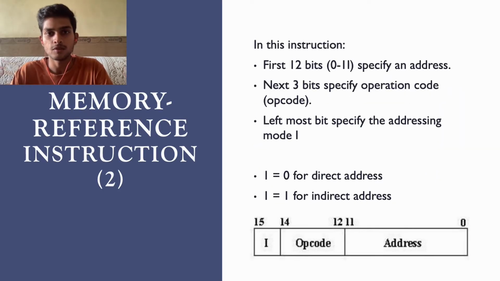Now let us look into the format. In the 16-bit instruction register, the first 12 bits specify the address, the next 3 bits specify the opcode, and the last bit indicates the address mode, which is denoted by capital I. Generally, the operands can be specified in two ways: direct address and indirect address. In this format, when I is equal to 0, it indicates direct address, and when I is equal to 1, it indicates indirect address.